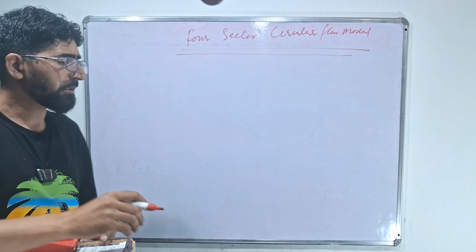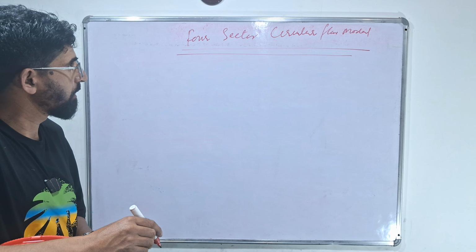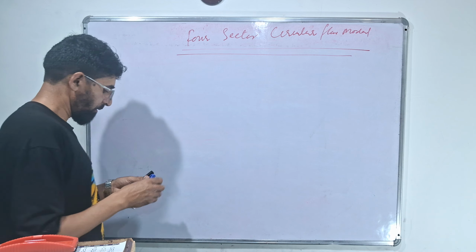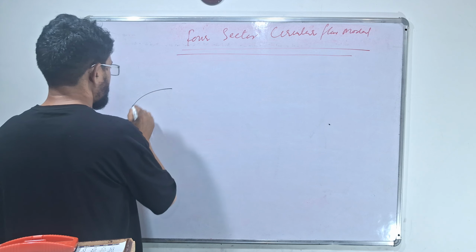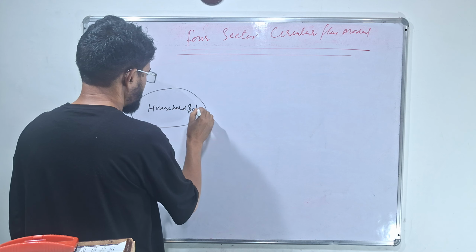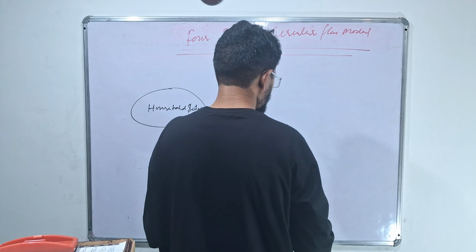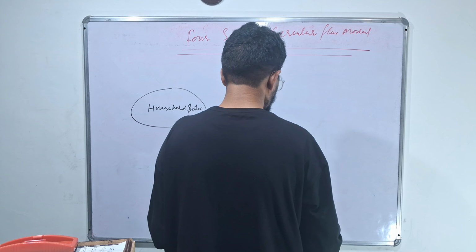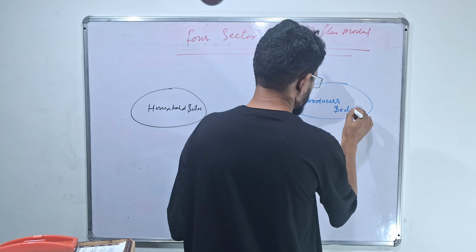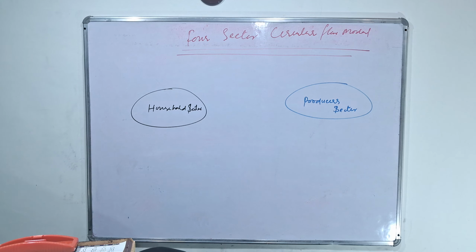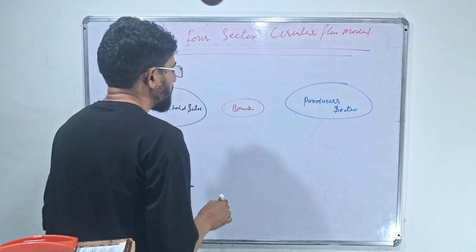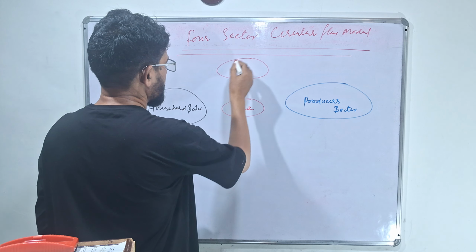As in previous lectures, I discussed the two sector model and the three sector model. Now today we will discuss the four sector model. What is the relation between these four sectors? So household sector, this will be the producer sector, in between I show the financial sector, meaning bank. Third sector I show the government sector.